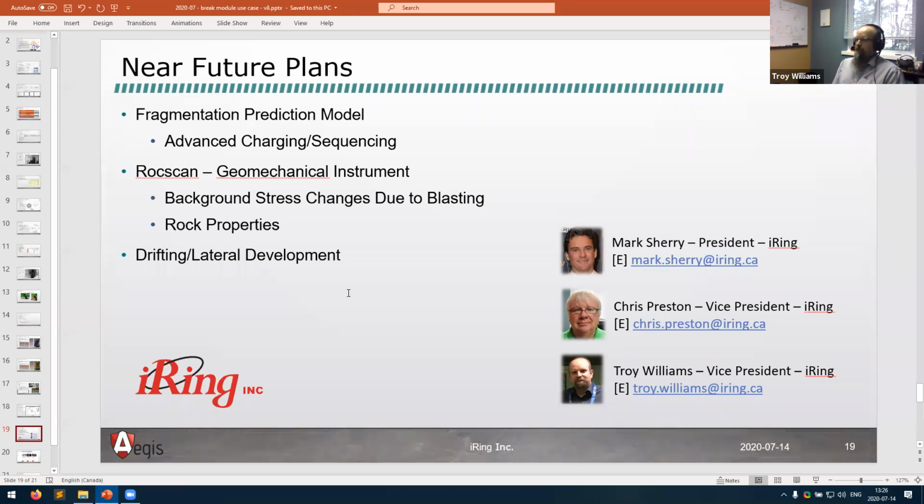The rock scan, the geomechanical instrument, will be ready. We'll probably finish the production at the end of the month. Not the end of the month, but the end of the year. We hope to have it to market by that time. And some of the other aspects of Aegis, our software, will be adding drifting and lateral development, which will all tie into fragmentation and whatnot.